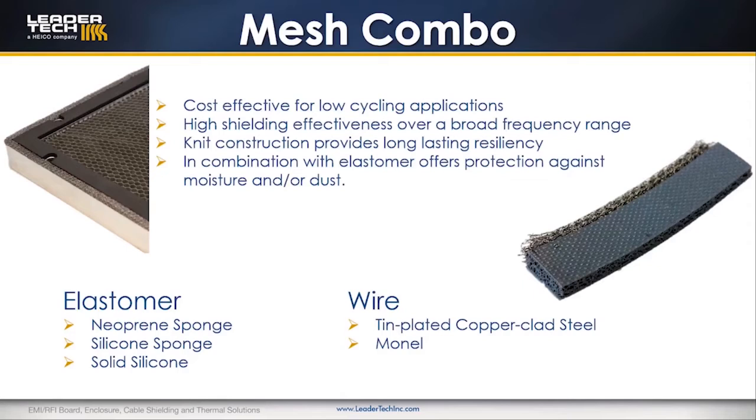Knitted wire mesh combo gaskets are comprised of Monel or tin-plated copper-clad steel knitted wire mesh, which is then bonded to neoprene sponge, silicone sponge, or solid silicone elastomer strips. They are cost-effective for low cycling applications and provide high shielding effectiveness over a broad frequency range. The knitted wire construction provides long-lasting resiliency, and the combination with elastomer offers protection against moisture and/or dust.